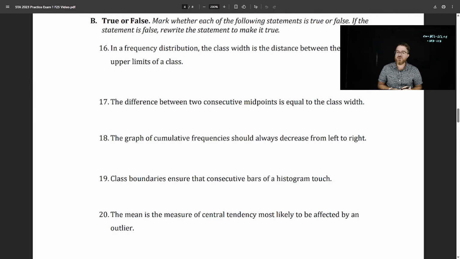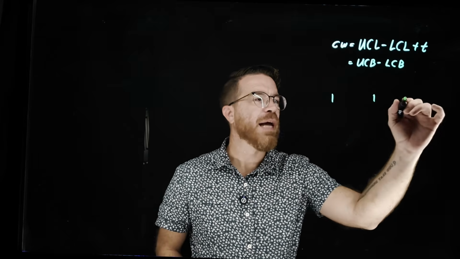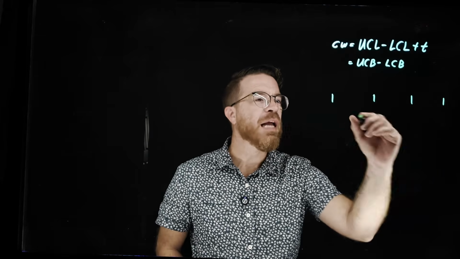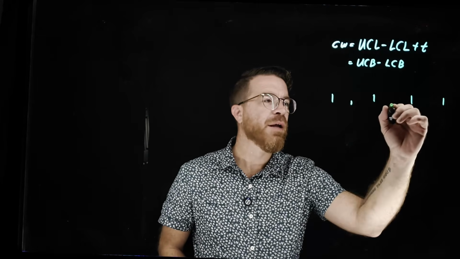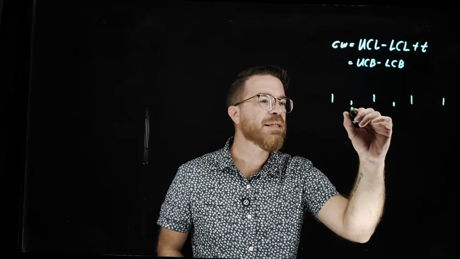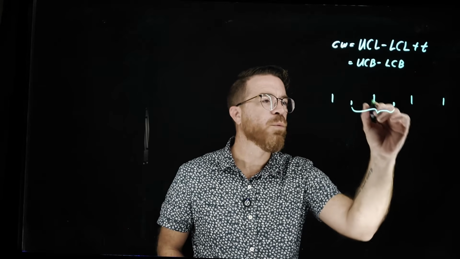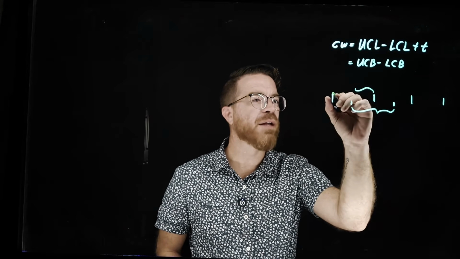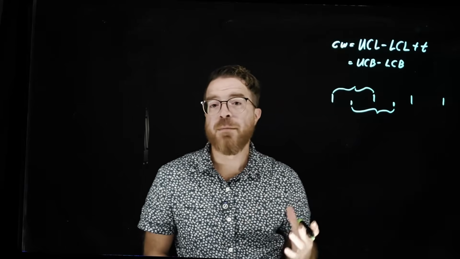Number 17, the difference between 2 consecutive midpoints is equal to the class width. Now this is actually true because if you think about it, let's say I have these classes here based on class boundaries, if I have some midpoint here and some midpoint here, this distance would be the same as if I looked at the distance between my class boundaries.